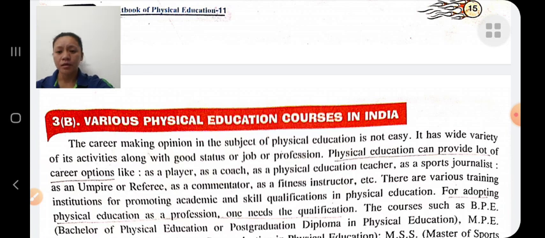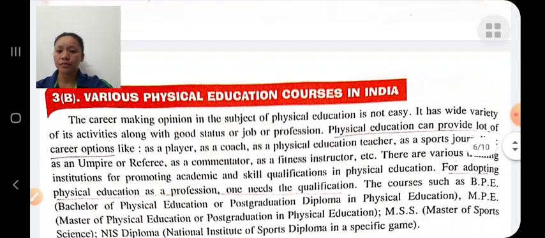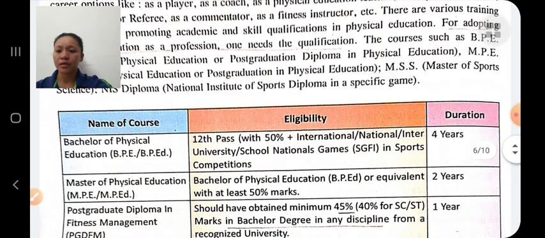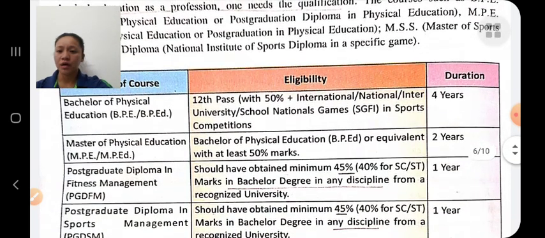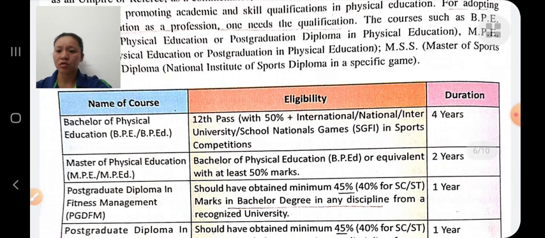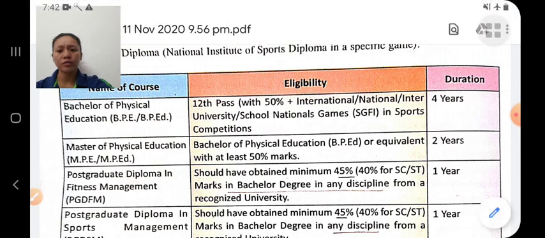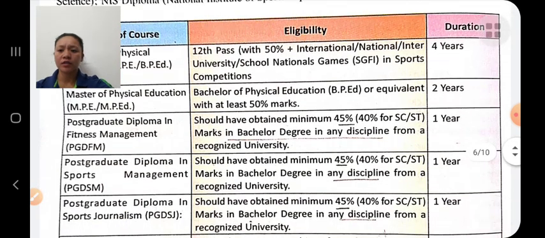These are the careers. To achieve this career, you have to do various courses, like Bachelor of Physical Education. You can do this course after 12th pass with 50% marks, and it is of 4 years. MPEd, Master of Physical Education, you can do after Bachelor of Physical Education, and it is of 2 years.